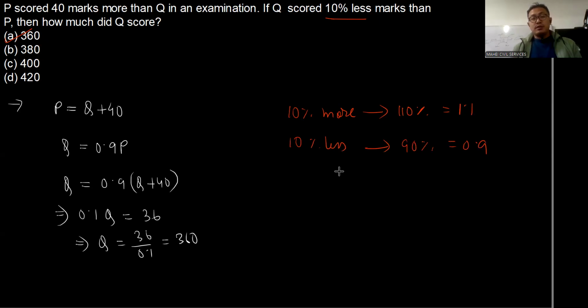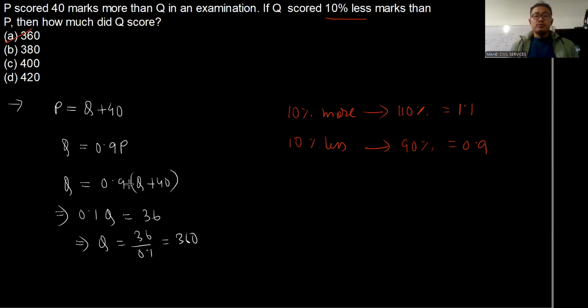Now Q scored 10% less marks than P, so it is 0.9 of P. 10% less means 90%. So Q is 90% of P, that is 0.9 P.